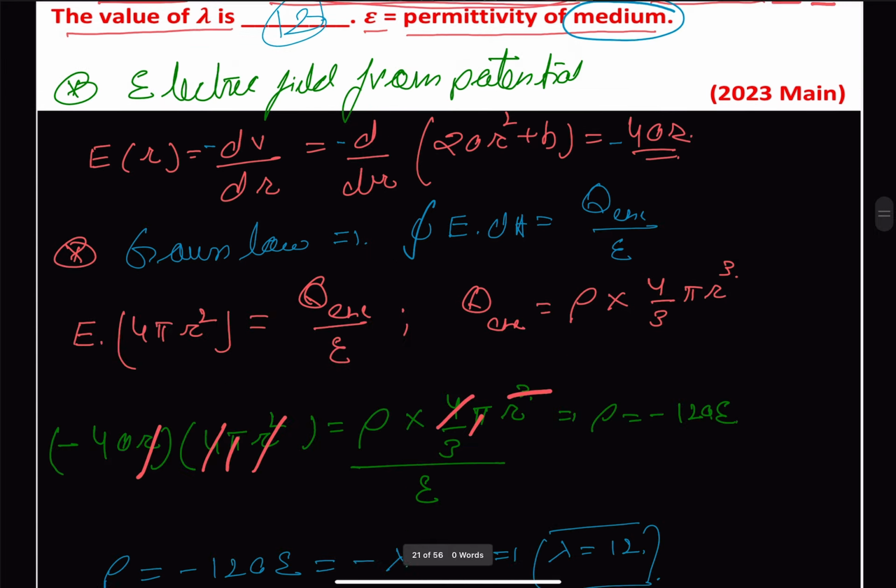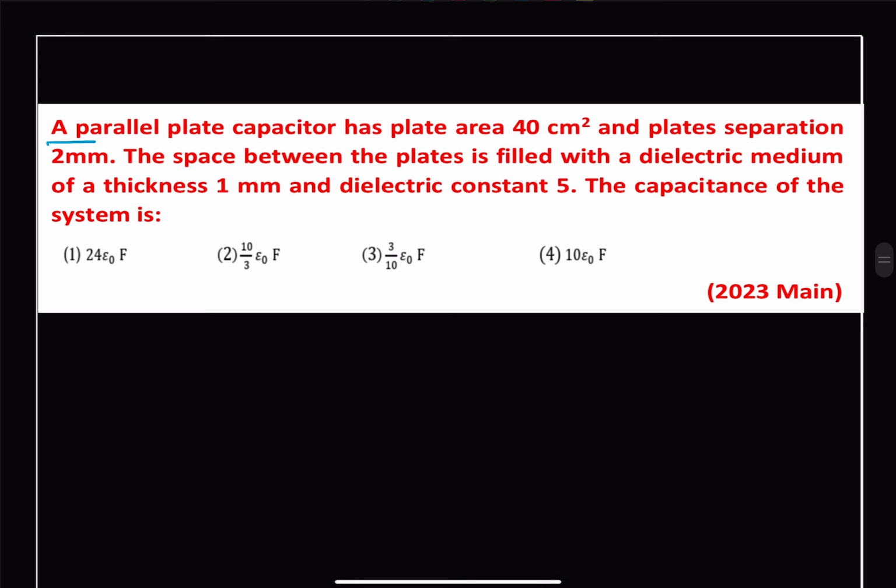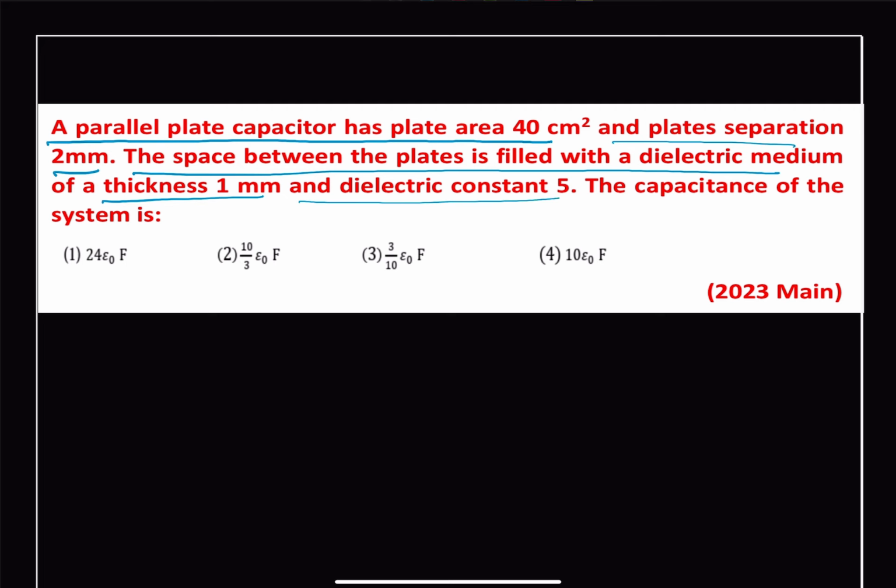Next question. It states that a parallel plate capacitor has a plate area of 40 centimeter square. The plate separation is 2 millimeter. The space between the plates is filled with a dielectric medium of thickness 1 millimeter. The dielectric constant is 5. The capacitance of the system is.